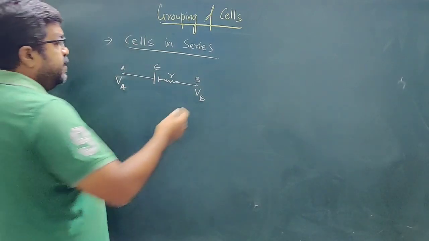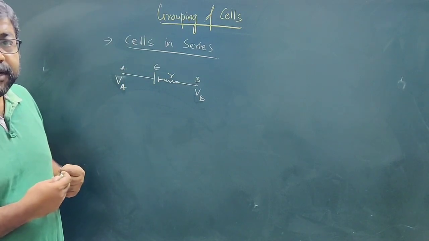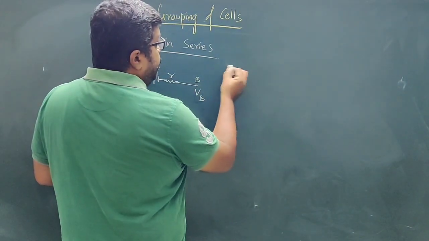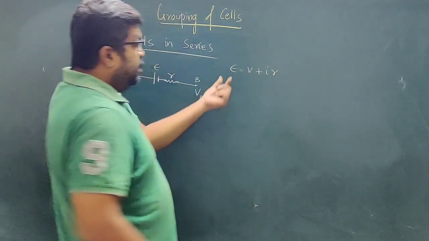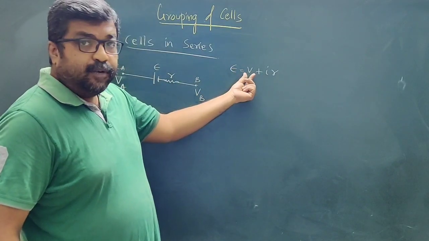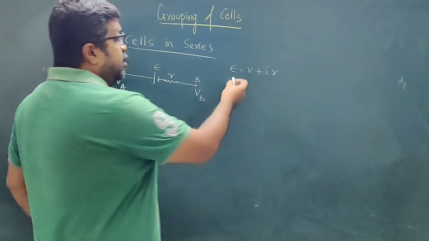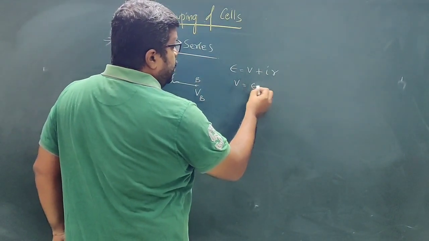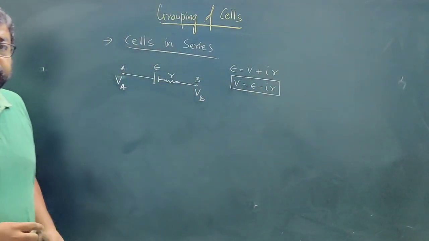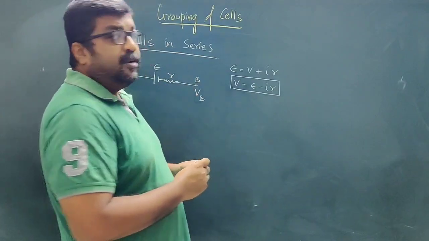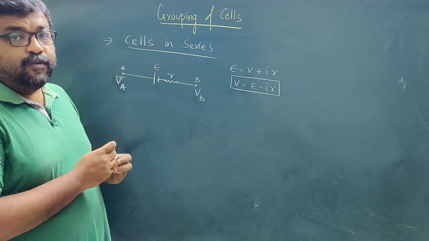Previously we have seen that the relation between EMF and terminal potential difference is given by E is equal to V plus I into R, where E is the EMF, V is the terminal potential difference, I is the current and R is the internal resistance. Or I can write this as V is equal to E minus IR. So V is the terminal potential difference, that is the potential difference across the cell when current is being drawn from the cell.